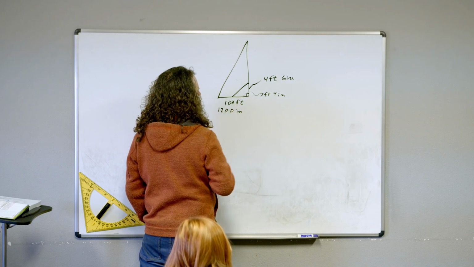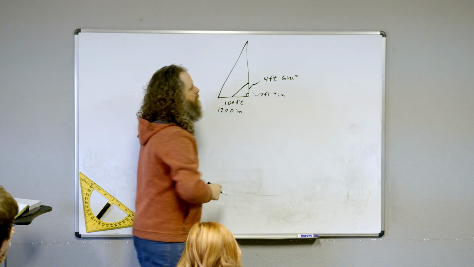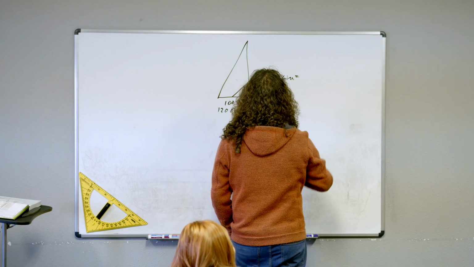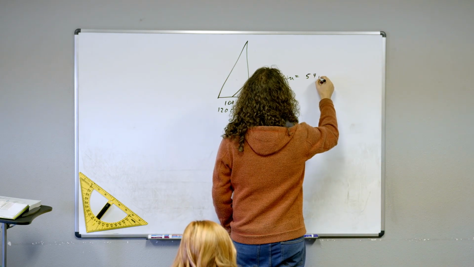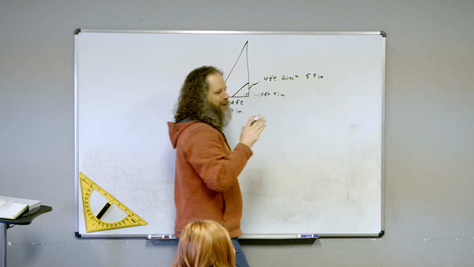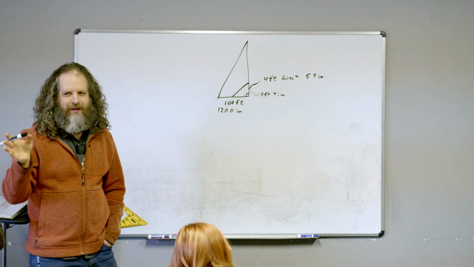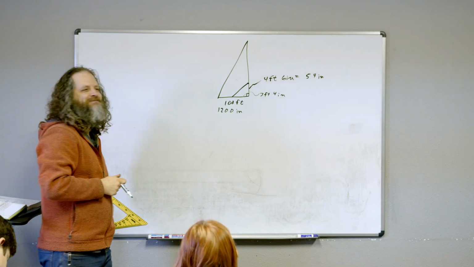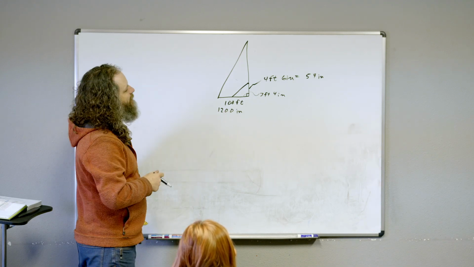How many inches is this one? 40. Oh no, 40, 54. 54 inches. In case you somehow made it this far in your math career without knowing how many inches are in a foot, there are 12 inches in 1 foot. What about this one? How many inches is that? 40.